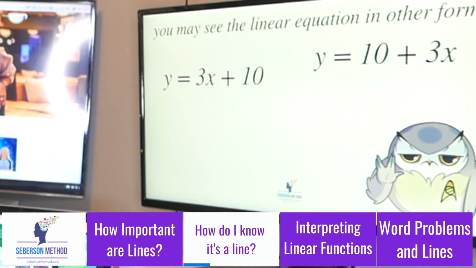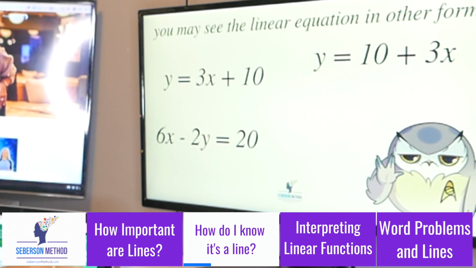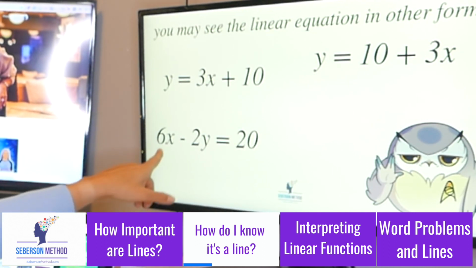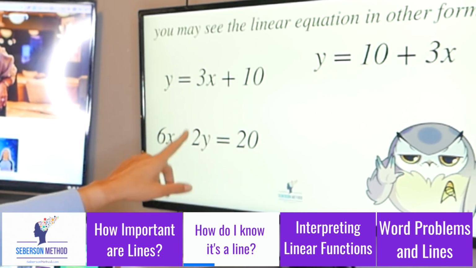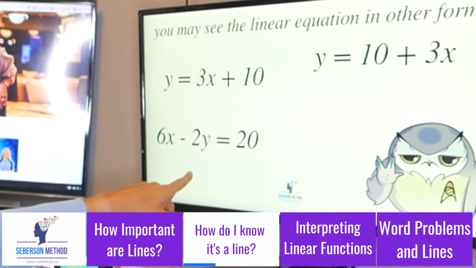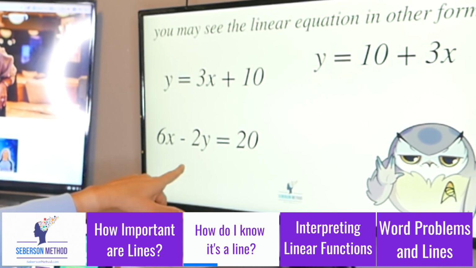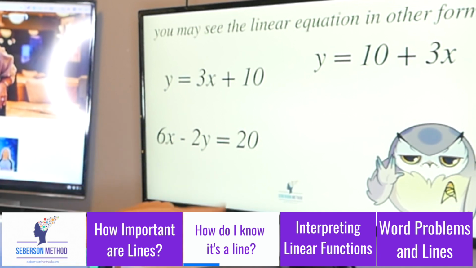The next way they can make it complicated is something like this. They can write it down as 6x minus 2y equals 20. You realize that if you rearrange the parts and isolate the y on this side, you will eventually come up with a linear equation. You will have y equals 3x minus 10. It's not going to be plus 10, it's going to be minus 10.